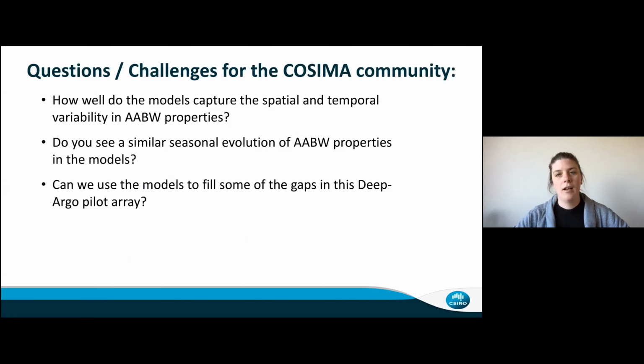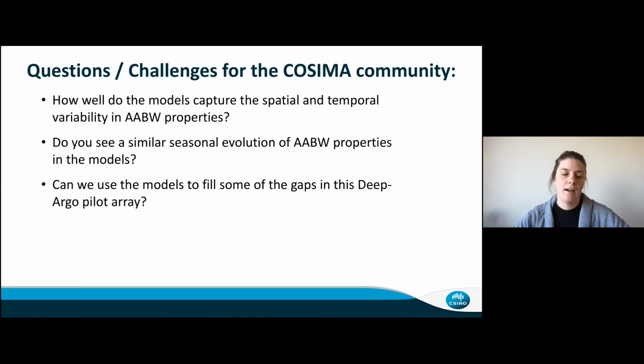And so I will maybe question or challenge the COSMO community to ask, how well do the models capture the variability of bottom water in this region? And that's probably more of a naive question because I have not looked at the model at all, so someone might know that off the top of their head. And then what sort of temporal variability do you see? Do you see a strong seasonal cycle?